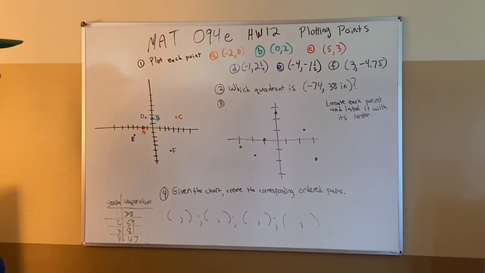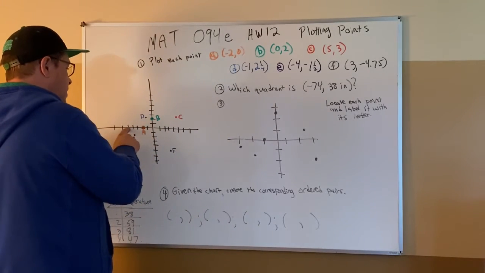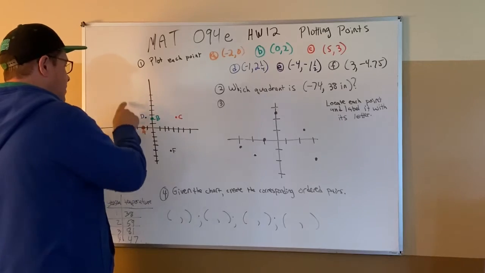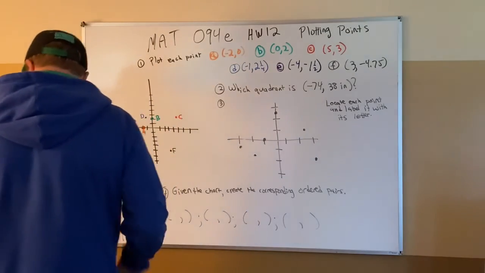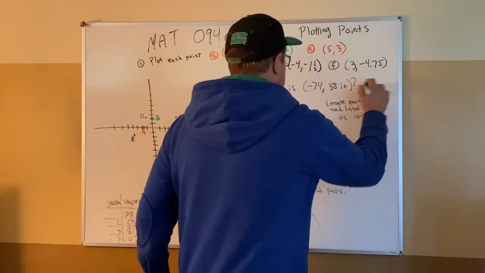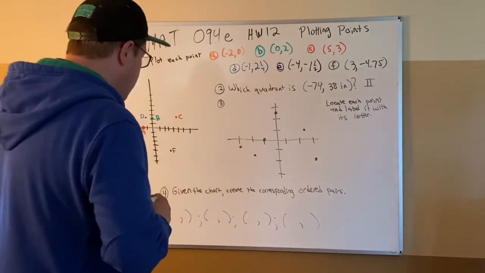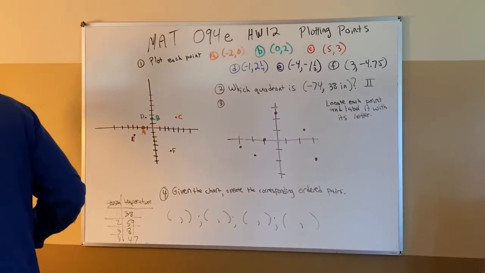Which quadrant is negative 74, 38 in? So we would go negative for my x and positive for my y. That's left and up. 1, 2, 3, 4. That represents quadrant 2. Locate each point and label it with its letter. Okay, I forgot to do this, so I'm going to put that up here right now.